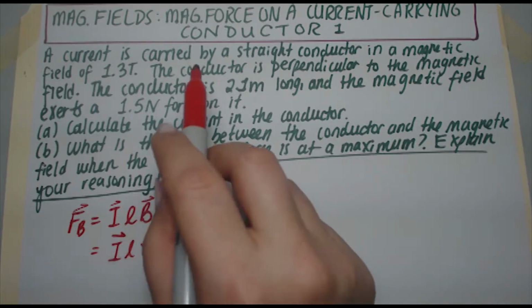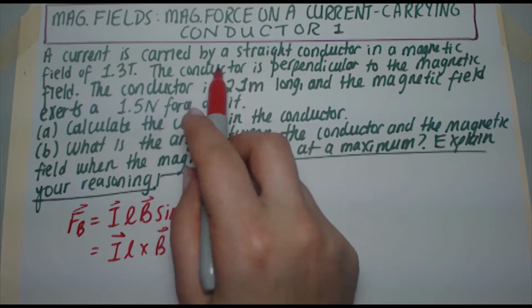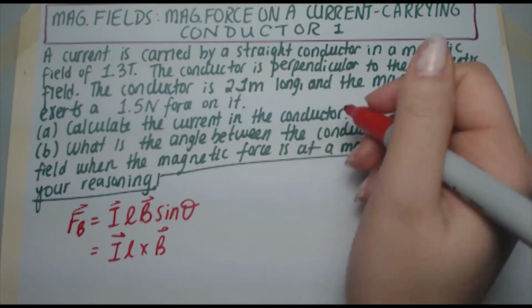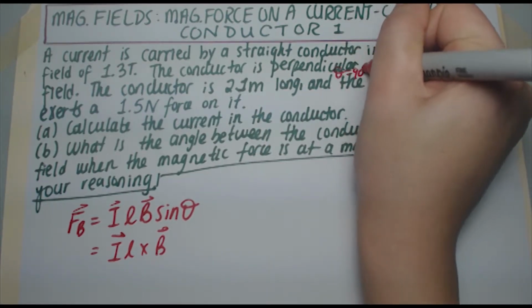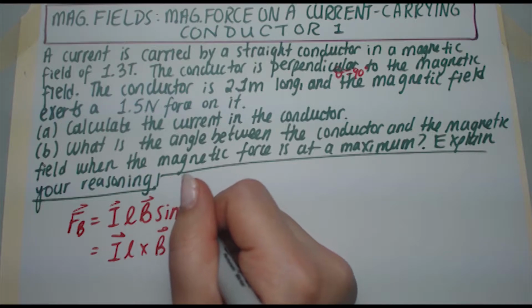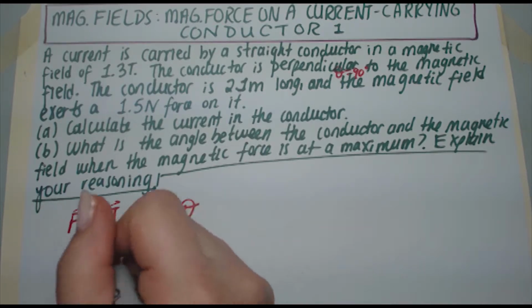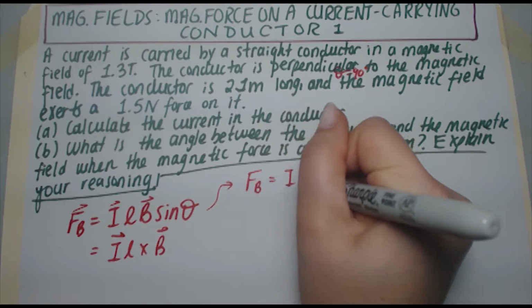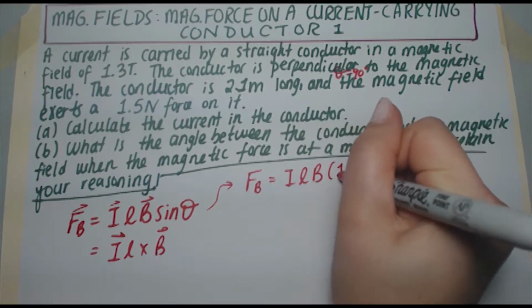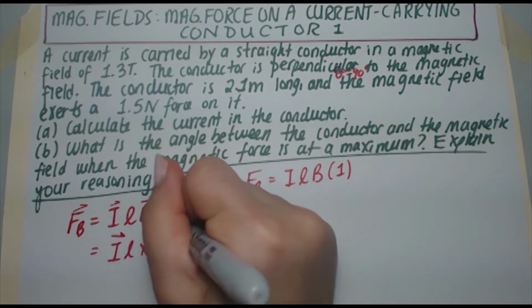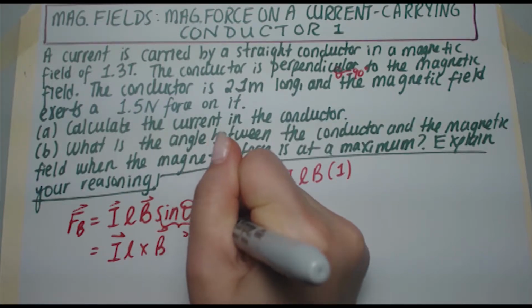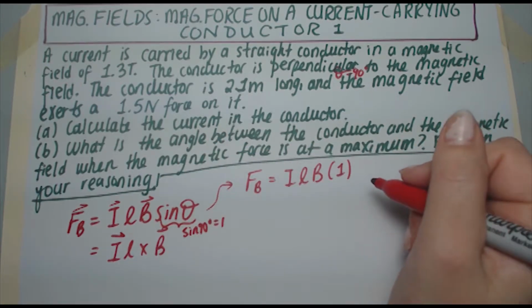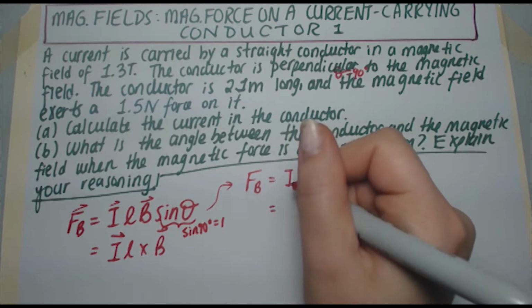Now we're told in the question the conductor in which the current is flowing is perpendicular, right? So that means theta is equal to 90 degrees, so therefore sine of theta is at a max. So let's stick with the original formula for now. FB is equal to ILB times 1, because sine of 90 degrees is 1.